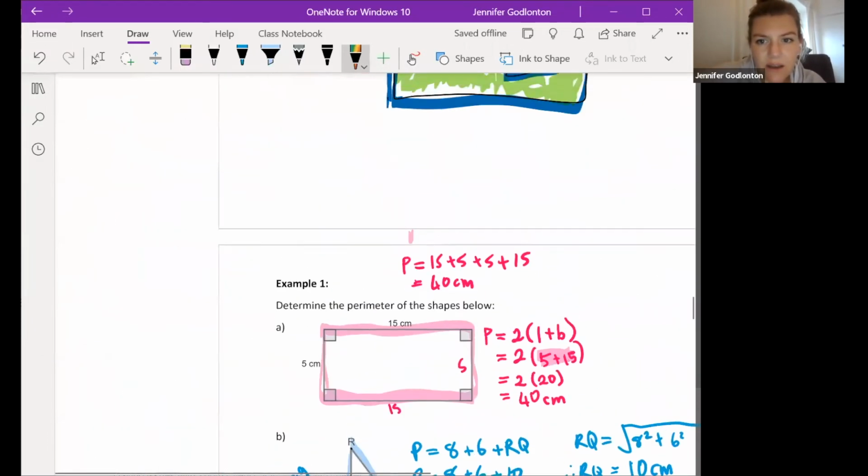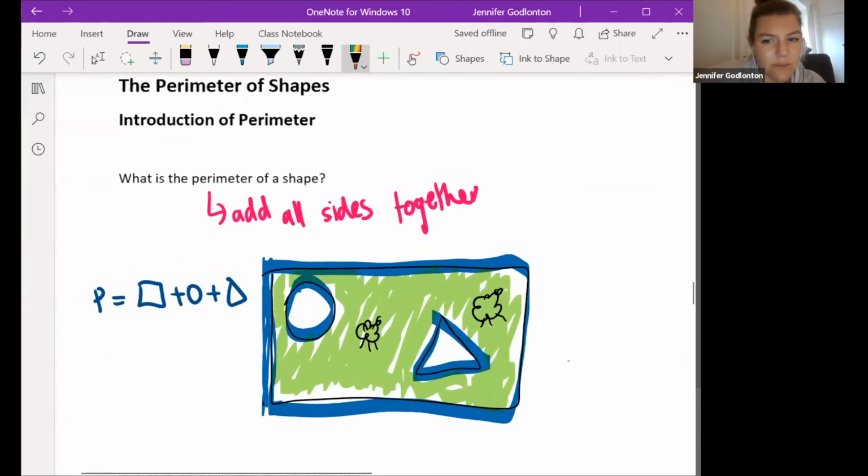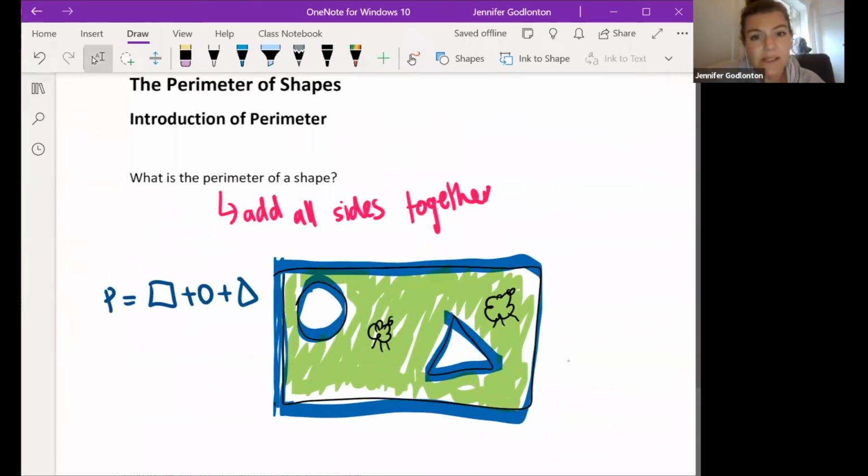Okay. So guys, we just started with talking about the idea of a perimeter. We spoke about how a perimeter is basically just adding all your sides together. If you were looking for the perimeter of this green area that has been shaded, in this situation we were talking about if you had sheep in this green area and you wanted to make sure your sheep didn't wander, you would need to fence them in. And in order to fence them in, you would need to get the perimeter of your rectangle, add the perimeter of your circle and add the perimeter of your triangle. Okay, so that's just talking about what perimeter is.